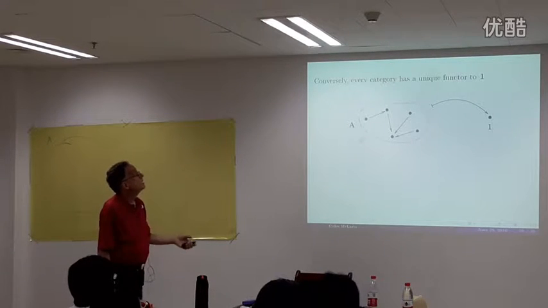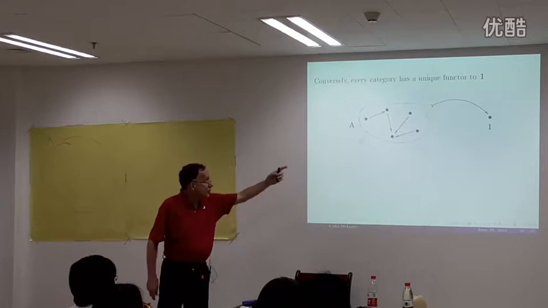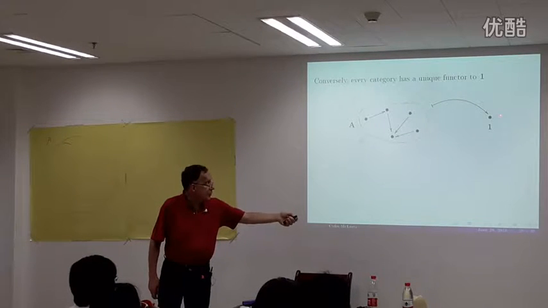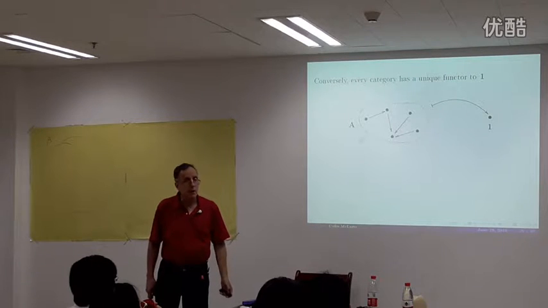On the other hand, every category has a unique functor to 1 because all the objects have to go to that one. And every arrow here has to go to some arrow there, but there is only the identity arrow there. So they all have to go to the identity arrow.